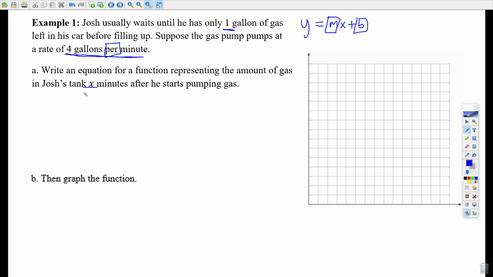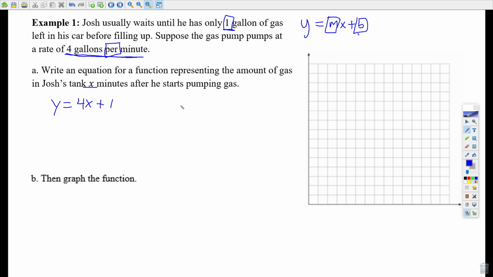So let's identify the equation. We're going to do y equals mx plus b. So which one would go where? What goes in for m, what goes in for b? Well, if we're starting with 1 gallon, that's your starting point. That goes in for b. And your rate, 4 gallons per minute, will go in for m. So it's going to look like this. y equals 4, because gallons per minute, x plus 1.